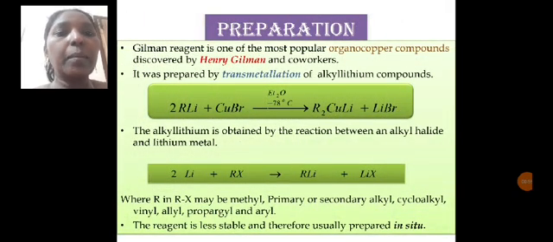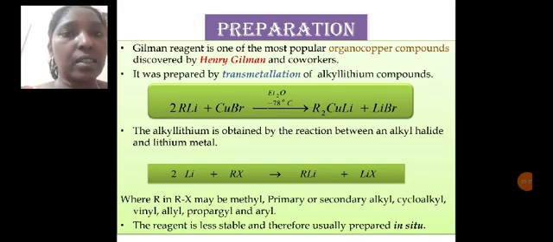Preparation. Gilman reagent is one of the most popular organocopper compounds, discovered by Henry Gilman and co-workers. It is prepared by transmetallation of alkyl lithium compounds, that is, 2 moles of alkyl lithium is treated with copper bromide in the presence of diethyl ether, and the temperature is maintained at minus 70 degrees centigrade, and it forms lithium dialkyl cuprate along with lithium bromide.